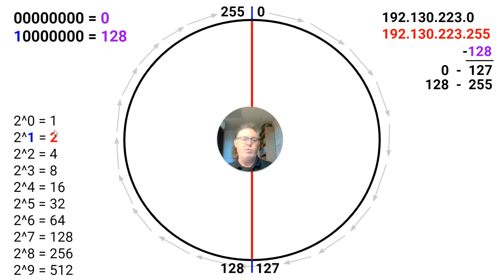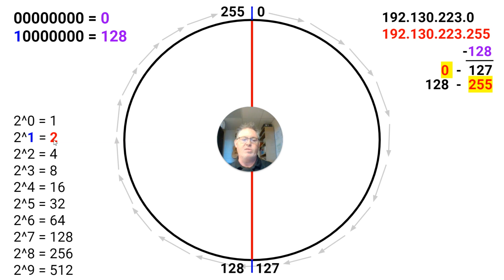So we have two ranges. One of them begins with 0 and goes through 127, which is a total of 128 numbers. The next range begins with 128 and stops at 255 because that's where the numbers stop. We still began with 0 up here and ended with 255, but we now have two ranges, again, because we've borrowed one bit.